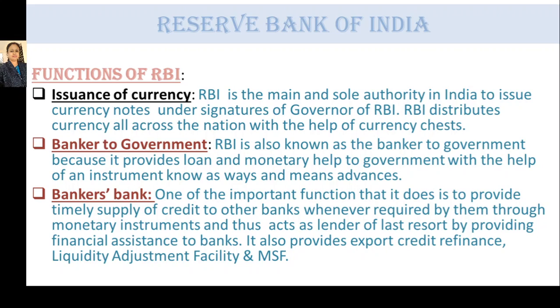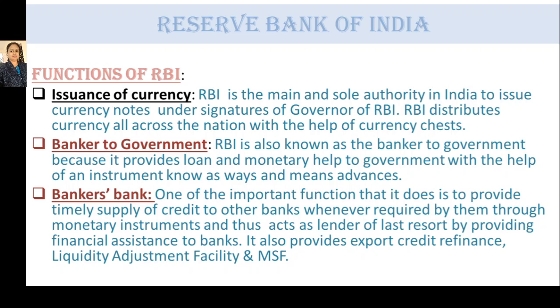The next function of RBI is banker to the government. RBI is also known as the banker to the government because it provides loans and monetary help to the government with the help of an instrument known as ways and means advances. It means when the government needs some finance, then RBI works as a banker to the government. It will keep the deposits of the government in RBI, and it will provide loans and advances to the government when they need some monetary help.